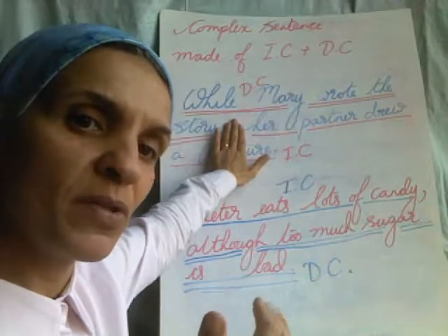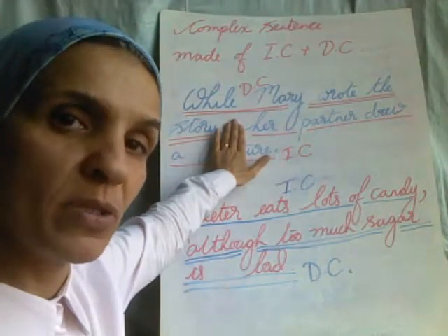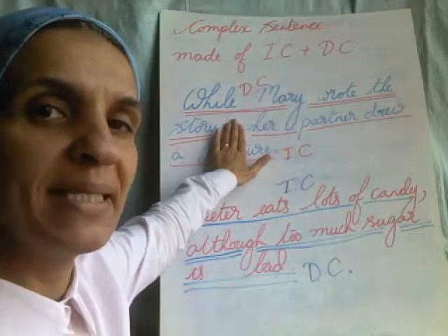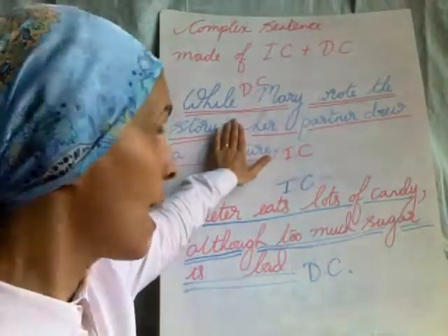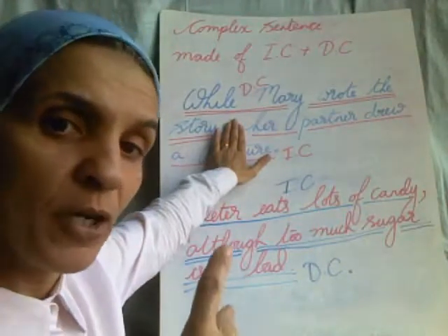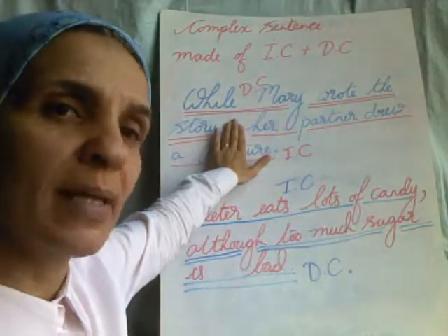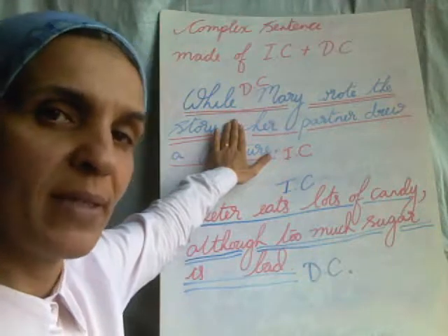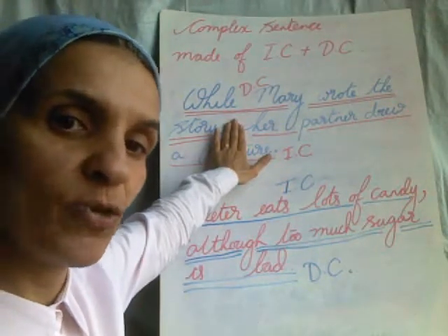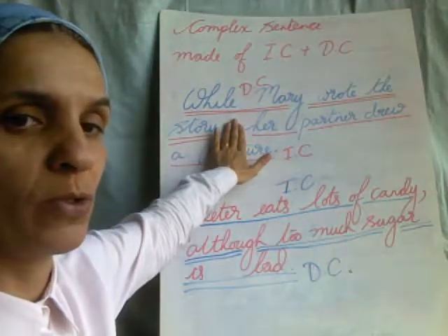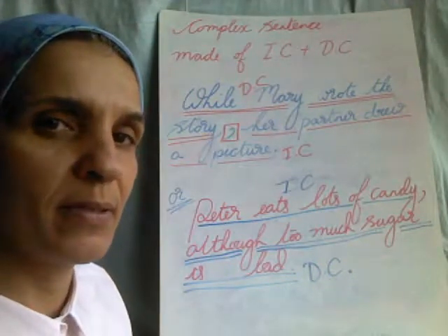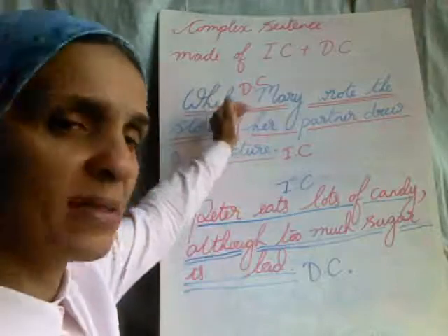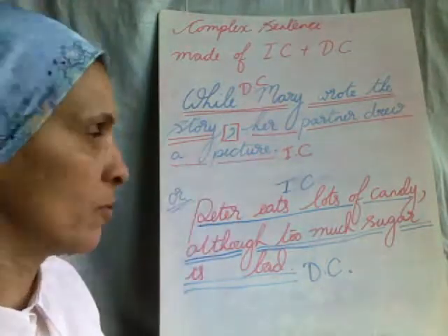So that part of the sentence, "While Mary wrote the story," is my dependent clause because it cannot stand alone as a complete idea. However, "her partner drew a picture" makes sense on its own. I could write that as a sentence on its own. So that is your independent clause, and together they make up my complex sentence: one dependent clause and one independent clause.